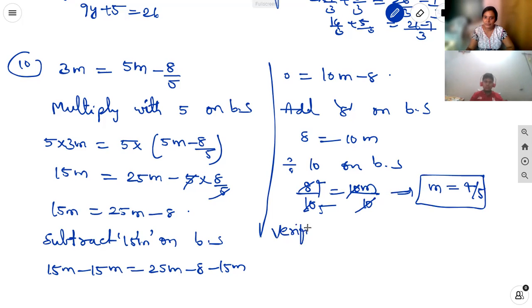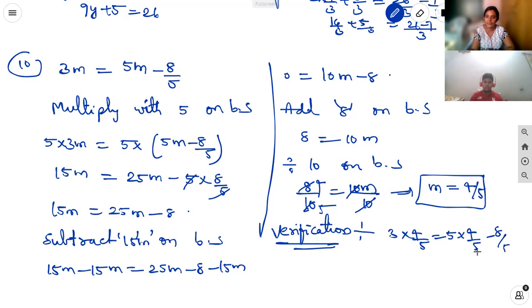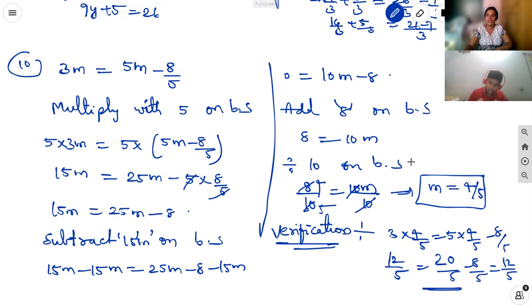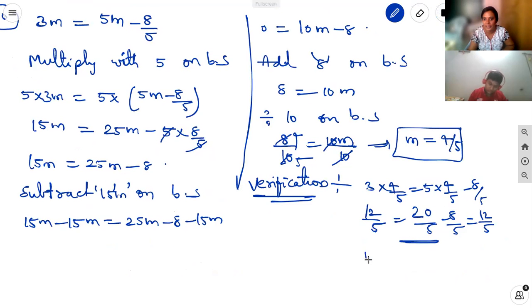Verification. 3 into 4/5 equals 5 into 4/5 minus 8/5. Here 3 fours are 12/5 equals 5 fours are 20/5 minus 8/5. It is also 12/5. So left hand side and right hand side both are the same. So it's verified. Here clearly 12/5 = 12/5.